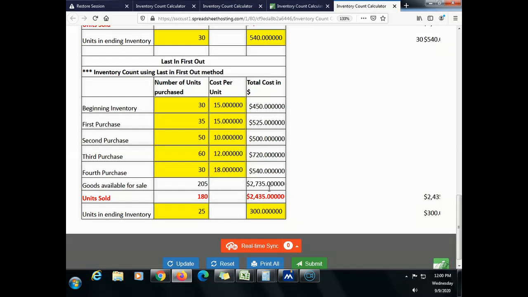Now, for units in ending inventory, you would start from the top. Your beginning inventory is 30 units. You'll type in 30 units, and this is valued at $450, so you'll type in 450 over here in this box. Notice this calculator figures out your total units sold, which is 175 units, at a price of $2,285. So this is your total cost of goods sold. This is basically how you use your inventory count calculator.